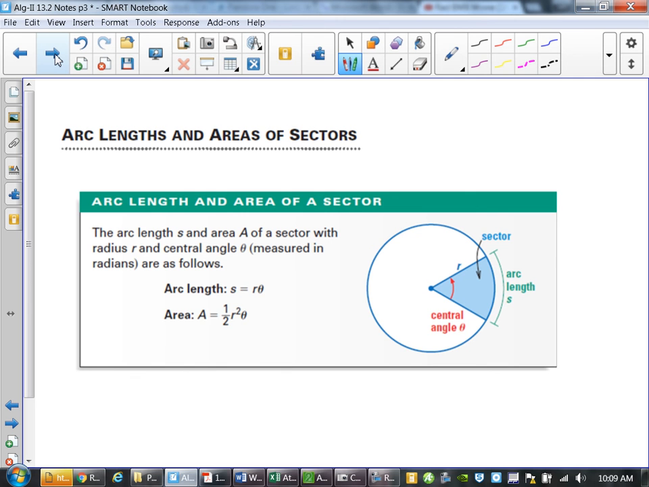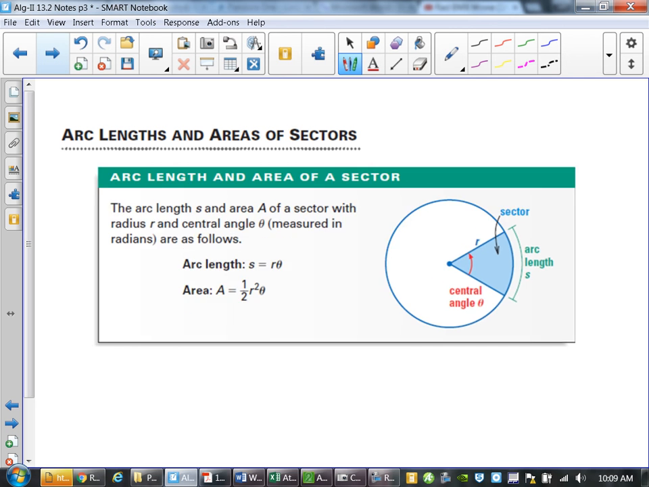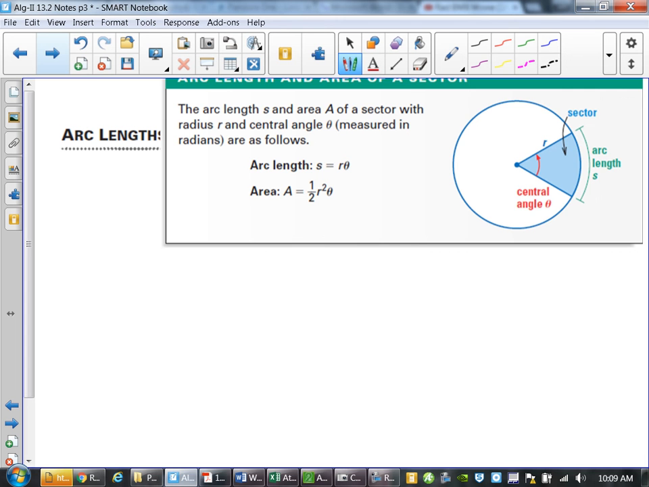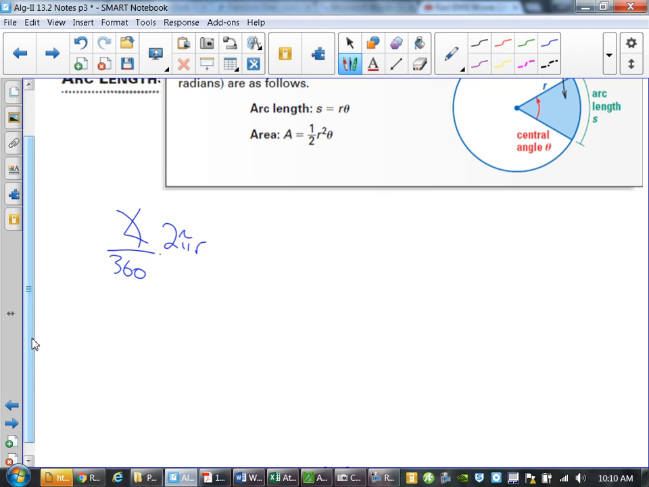Area of a sector. You can use area of sector with arc length. Arc length and area of a sector can be found via radians as well. If you remember arc length in geometry, you did central angle over 360 times 2 pi r. Remember that? Watch what happens. 2 goes into 360 how many times? So you get angle over 180 times pi times r.